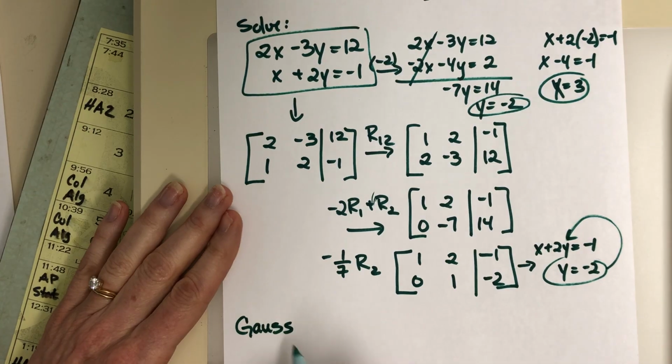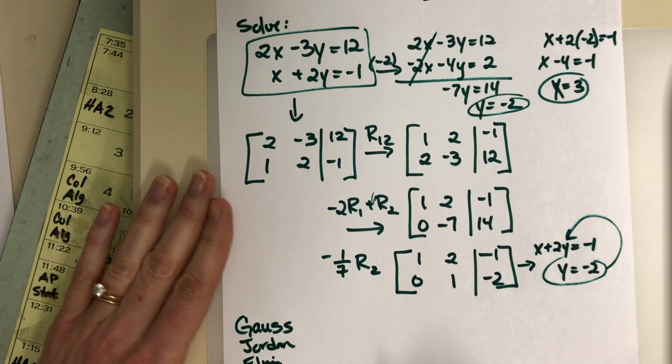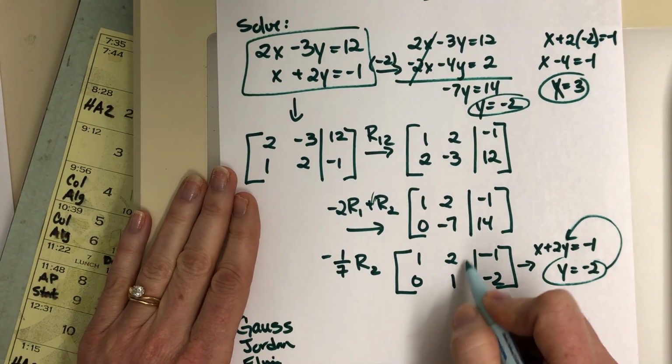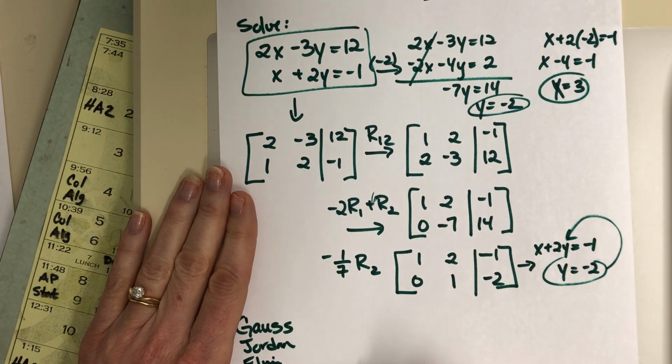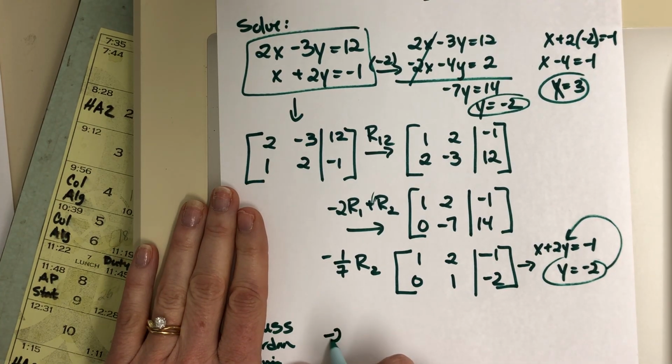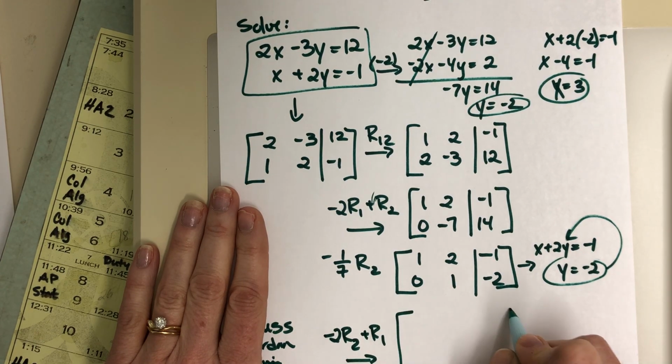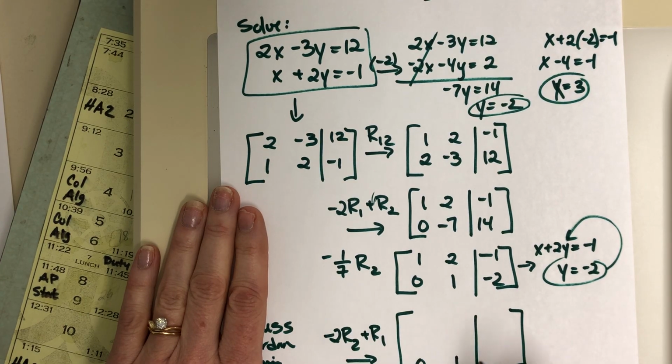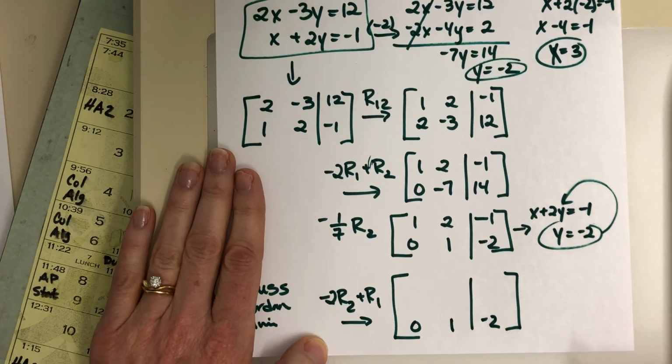So Gaussian elimination is great, but Gauss-Jordan is even better. All right, so Gauss-Jordan would make this 2 turn into a 0, which would be beautiful. So what if I took negative 2 times row 2 and added it to row 1? Okay, so I'm not going to change row 2 at all. So this is 0, 1, and then a negative 2 down here below.